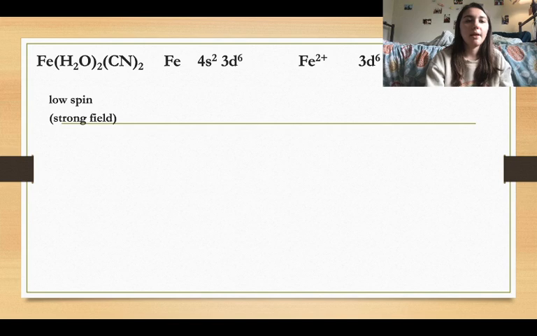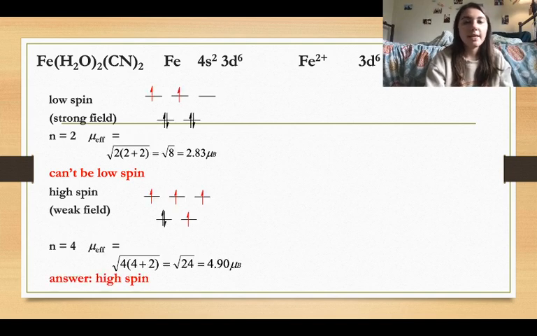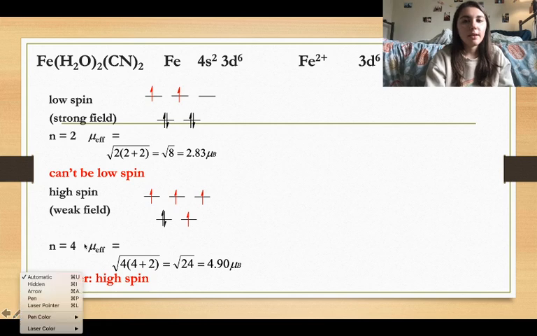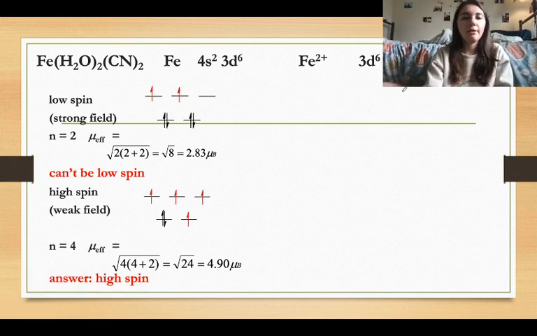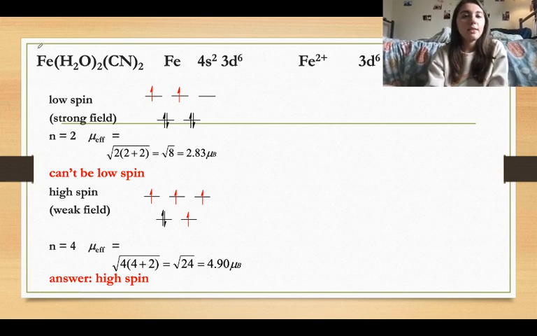Now I've got a bit of a mix, and that means you're going to wonder, well, what does that mean? But in reality, when I'm working with this kind of thing, I'm going to use my pen. Overall, this is going to have a +2 charge on it because water is neutral and CN is -1, and I have 2 of them. From this 4s, I take away the outermost electrons, and I'm going to have 3d6 be my overall orientation, so I have 6 electrons to work with. And I know that it can't be low spin.